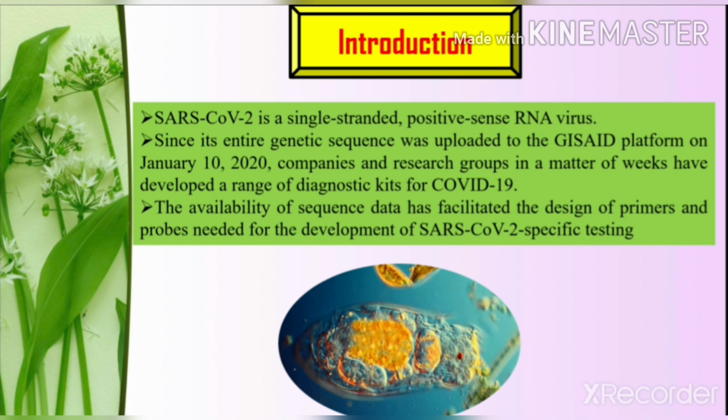Now here, SARS-CoV-2 is a positive sense RNA virus. It is a single-stranded one. Positive sense RNA virus means what? The RNA which contains the positive strand, that is 5' to 3' direction, and the strand encodes for the mRNA and proteins. On 10th January 2020, industries and researchers got the COVID-19 sequence, and according to that, they have developed the COVID kits. They have also developed the primers and probes required for the testing.